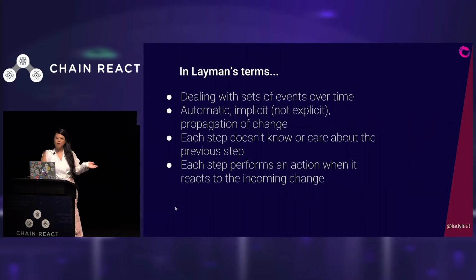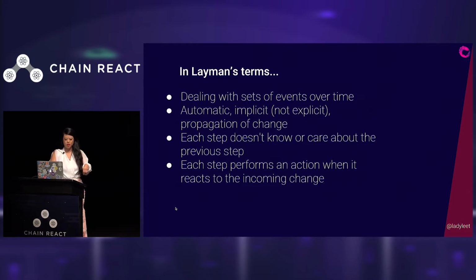But in layman's terms, kind of what they mean is basically reactive programming is dealing with sets of events over time, and it's the automatic or implicit, not explicit propagation of change. And each step doesn't really know or care about the previous step. And each step, all it wants to do is just perform an action when it reacts to the incoming change.